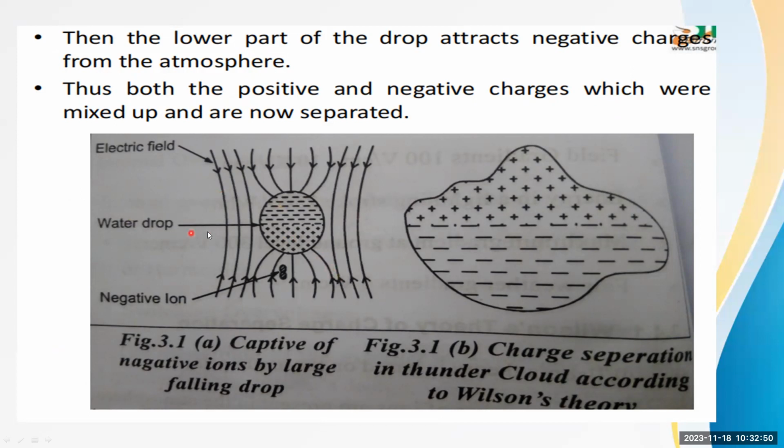This is called a water drop. The electric field is present near and around the raindrops in this fashion. The upper part of the raindrop acquires negative charges because of this field gradient, and the lower part acquires positive charges. This is the field gradient present on the raindrops, with negative ions and the electric field.